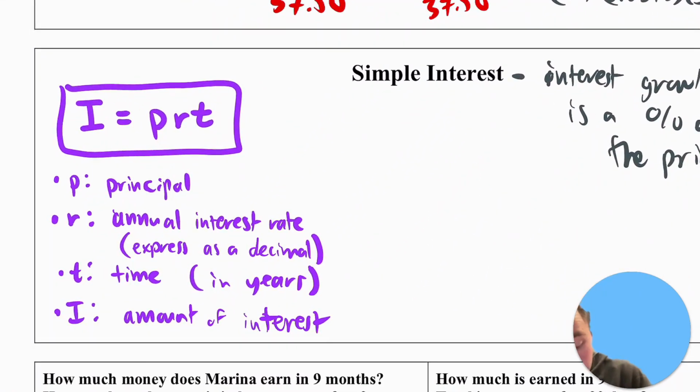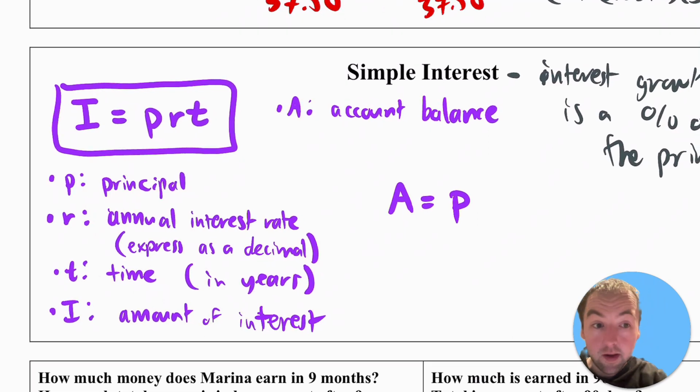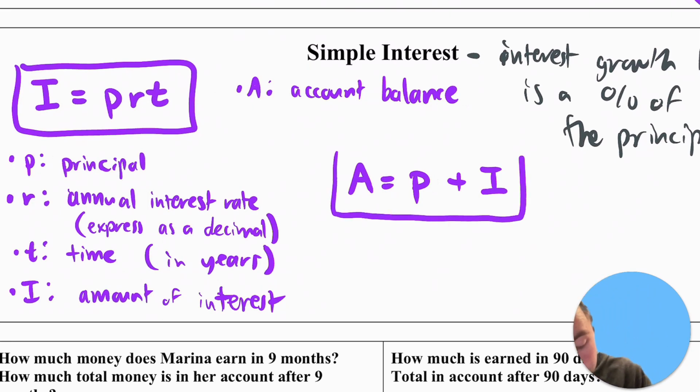So I'm going to introduce one more variable, A, which is actually going to stand for the amount that is in your account, or that we might specify as being your account balance. So one formula that we can use is that account balance is actually going to be your principal, which is how much you start with in the account, and then add to that the amount of interest that is accumulated over time. So that identity right there is also helpful for us to understand.